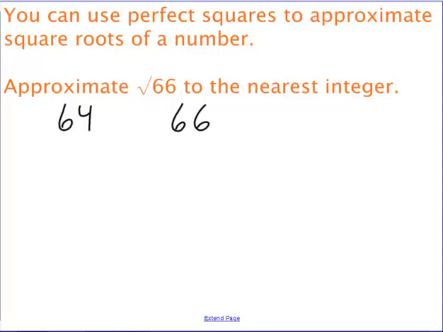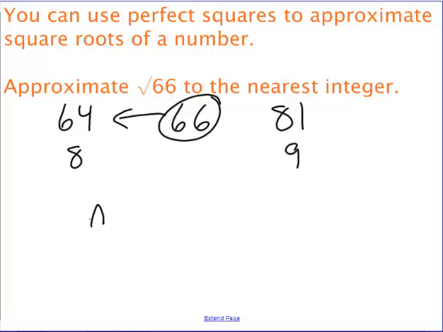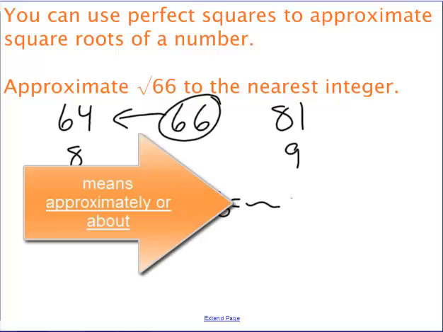The perfect square to the right of it then, if 8 squared gives me 64, 9 squared gives me 81. I know that the square root of 64 is 8 and the square root of 81 is 9, and I'm asking myself, which one is 66 closer to? And I think it's rather clear that it's closer to 64. So if we were approximating or estimating, we would say the square root of 66 would be about 8.